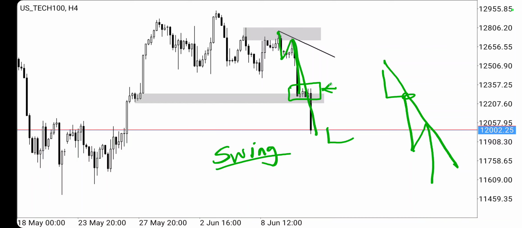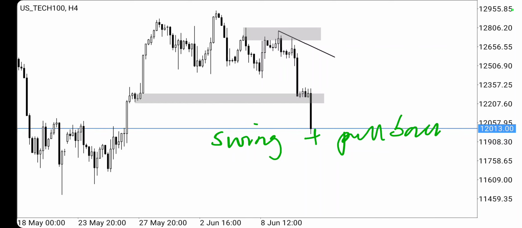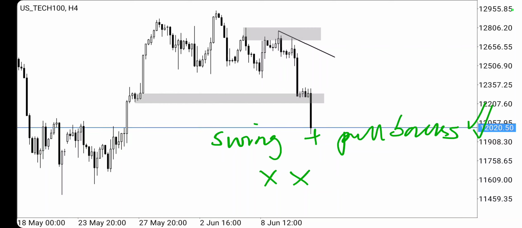We just paused there, but it's nothing. It's not a pullback. Remember, the only points that you use to draw your trend line, you need swings and pullbacks. These are the ones that you use to draw your trend line. But you can't use, how can I put this? There's a swing and a pullback, versus a pause, a market pause, or just a sideways move. We want a swing and a pullback.